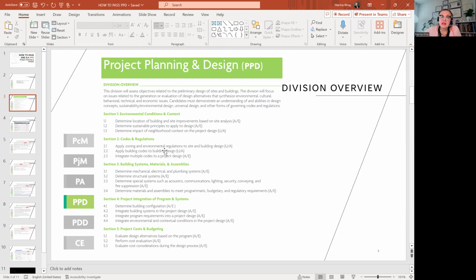And you can see that the first 2 sections overlap with the PA. So there are codes and regulations there. We review that in the programming phase, and then environmental conditions and context are important. And then also these are large sections that are just very specific for this division.